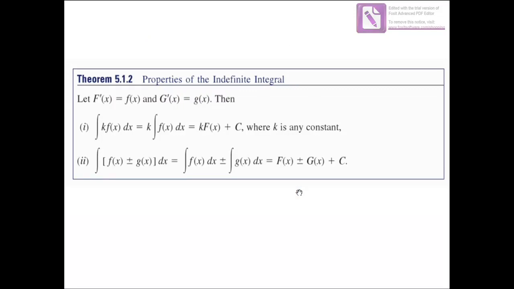So here we also have theorem 5.1.2, which is properties of the indefinite integral. Let f prime x equal f of x and g prime x equal g of x. Then the integral of the constant multiplied by f of x dx will be just the constant multiplied by the integration of f of x dx. And we said the integral of f of x is just the function f of x plus the constant c, where k is any constant.